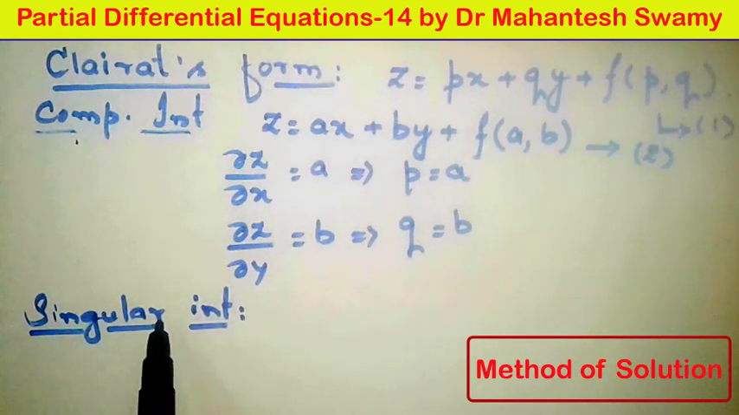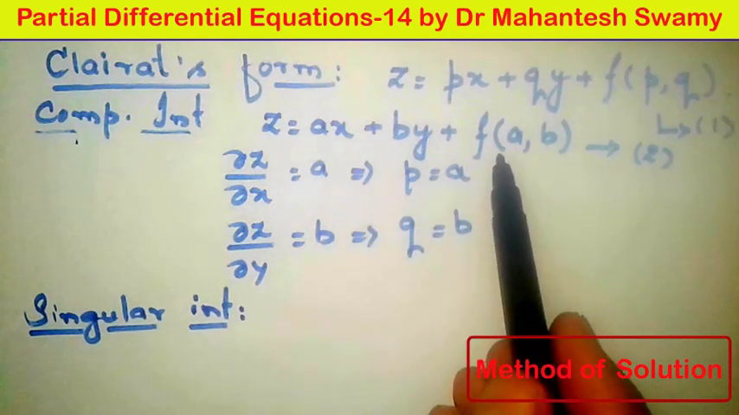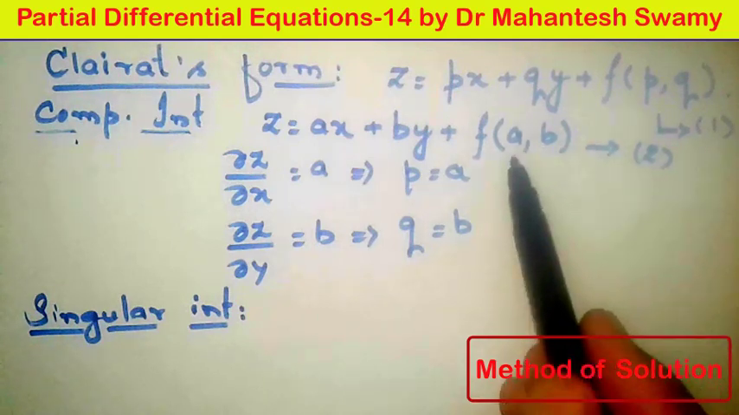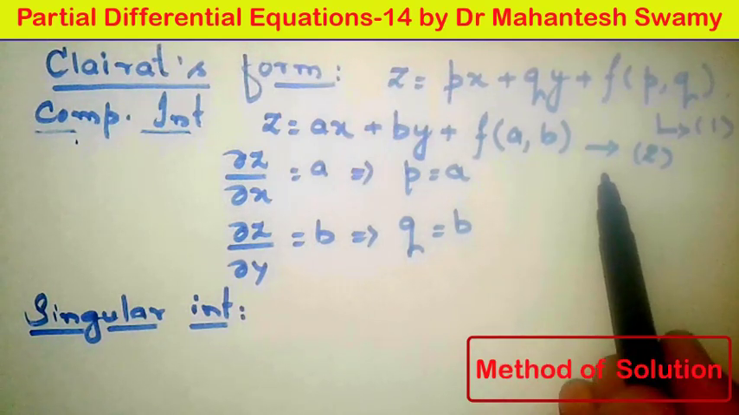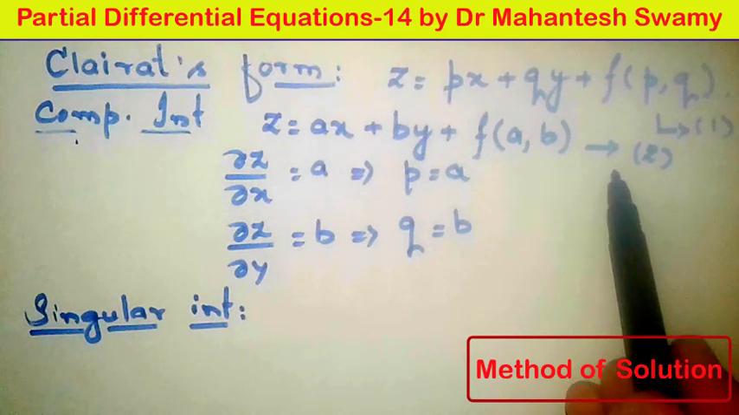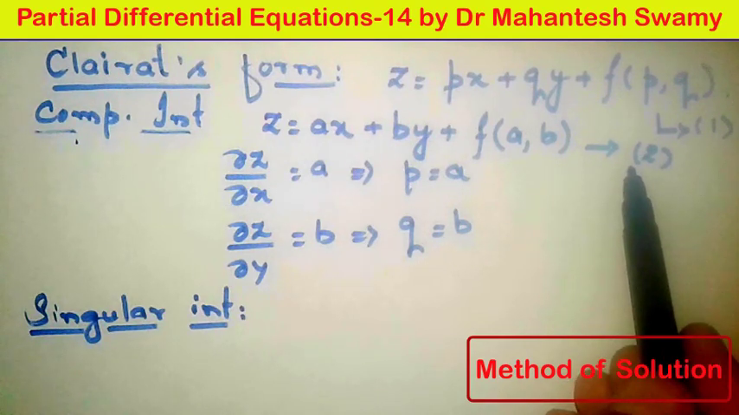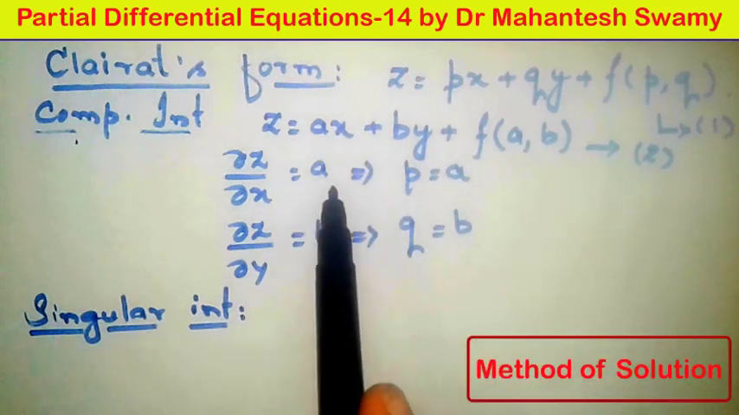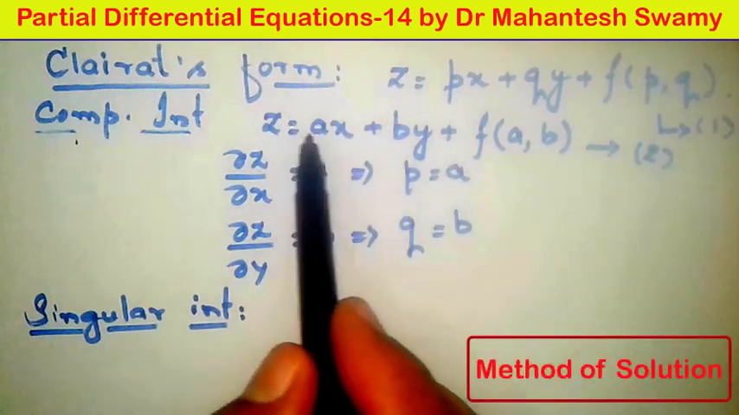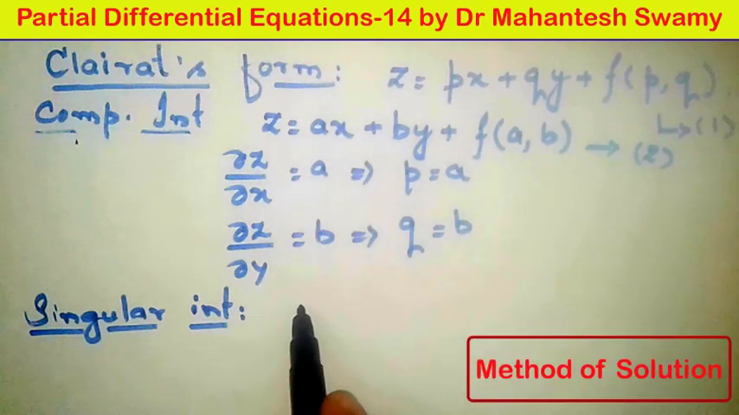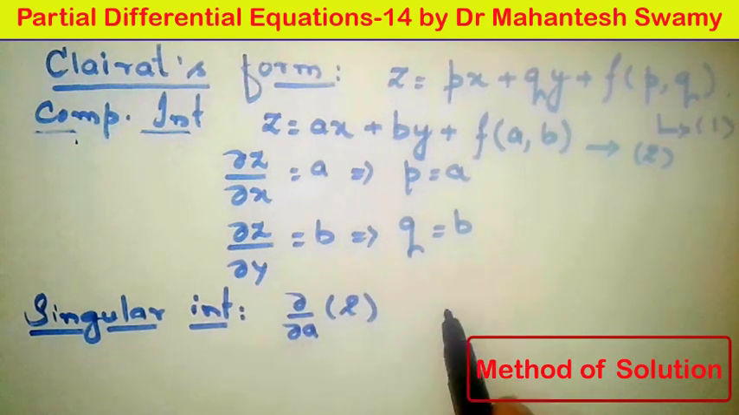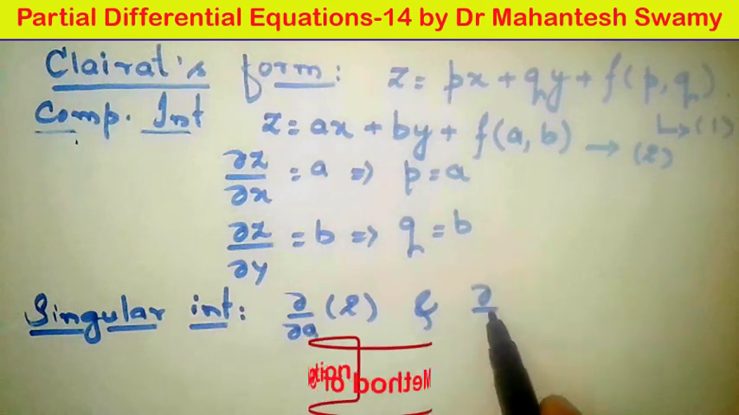So what should be done? We have to first get the complete integral, so we have to get equation number 2, as I have explained earlier. From that, we have to differentiate this expression with respect to a and b. Here it should be noted that equation number 2 should be differentiated with respect to a and with respect to b.